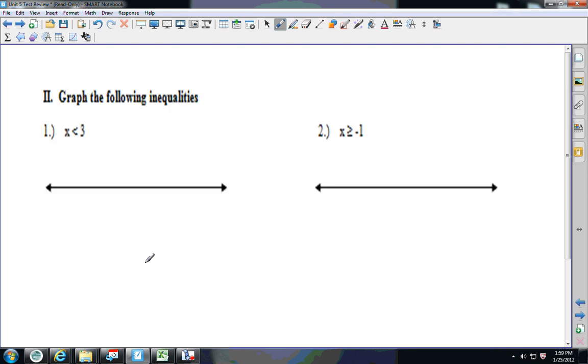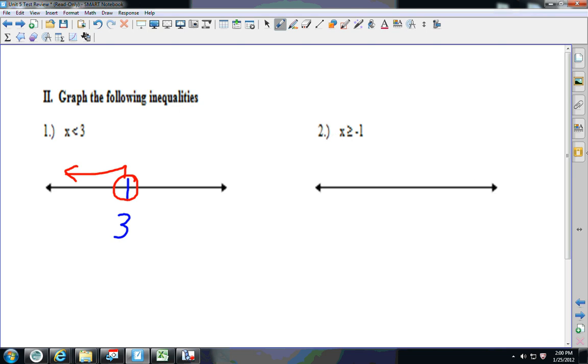All right, here it wants us to graph the following inequalities. Pause the video, come back and see how you did. Right here we start at 3, and it's just less than. It does not have an equal to bar, so we will put an open circle. Less than, I will shade to the left.